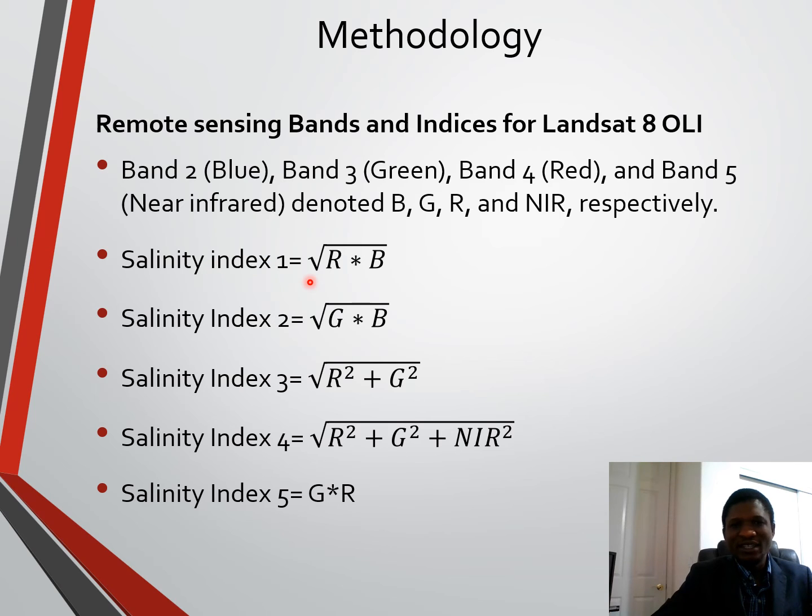So for salinity index 1, we have it being the square root of the reflectance in the red multiplied by the reflectance in the blue band. So that is salinity index 1. Salinity index 5 is just the reflectance in the green band multiplied by the reflectance in the red band. All the other equations apply.